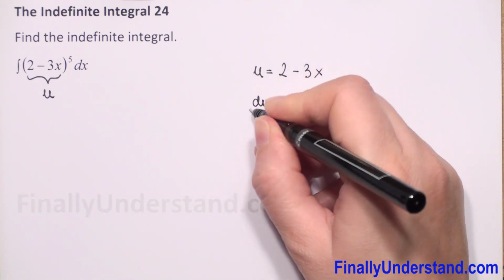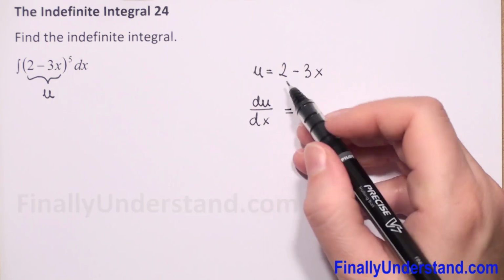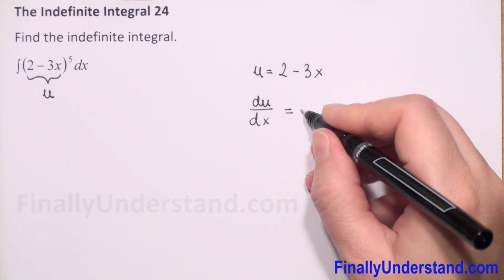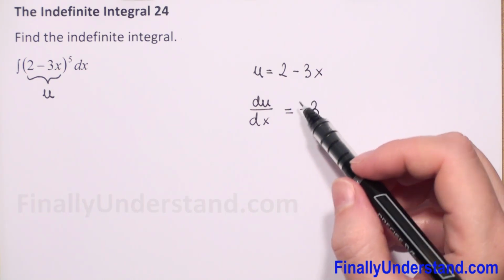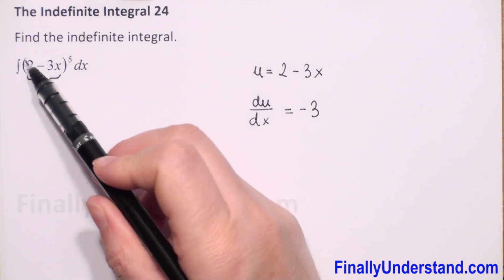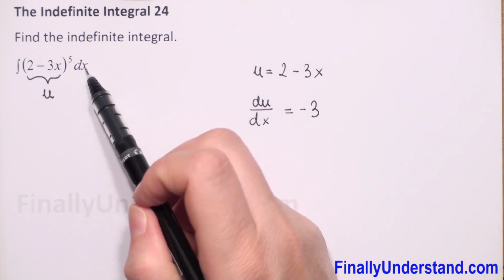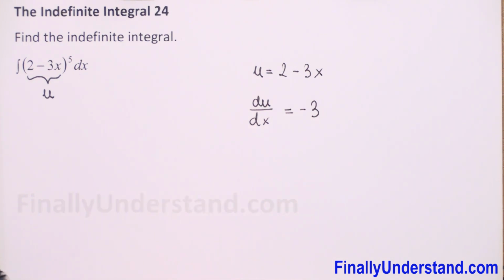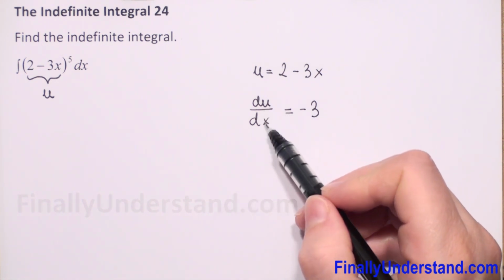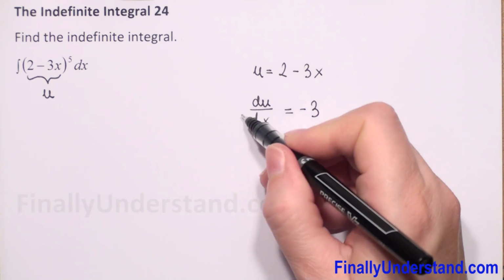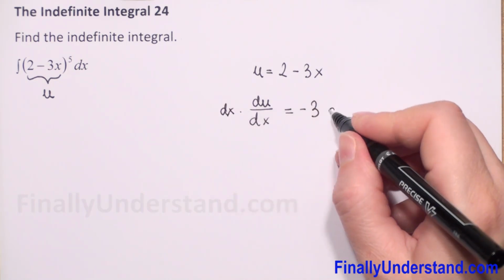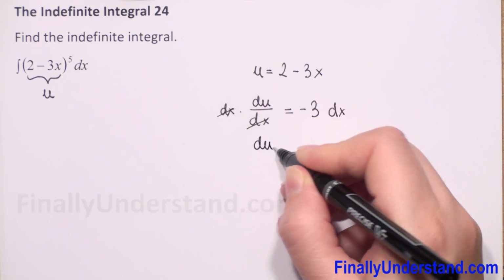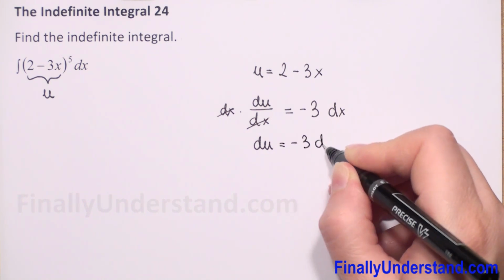So du over dx is equal to, the derivative of 2 is 0, we don't have to write it, and the derivative of negative 3x is negative 3. Now, because we substitute the expression in parentheses by u, we cannot have dx outside. So we have to find how much du is. We have du over dx. To find du, we will multiply both sides by dx. And now we can reduce dx with dx, and we have du is equal to negative 3 dx.